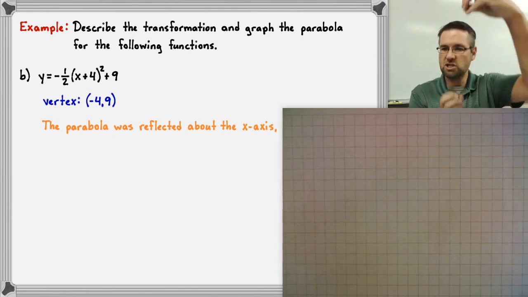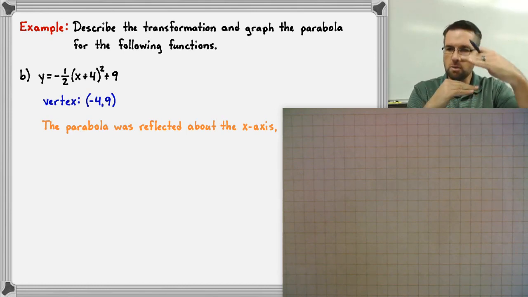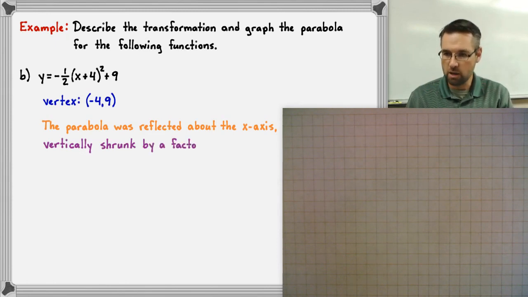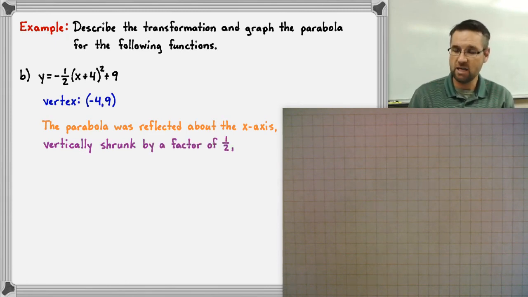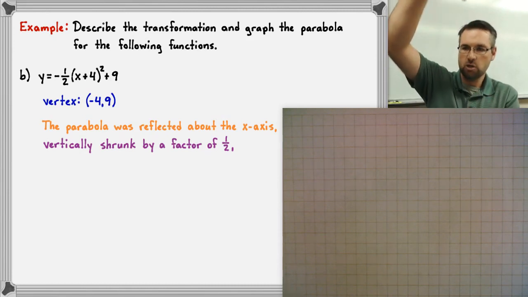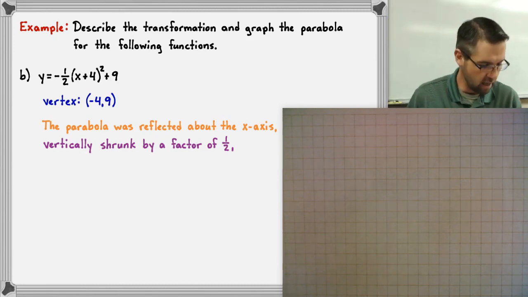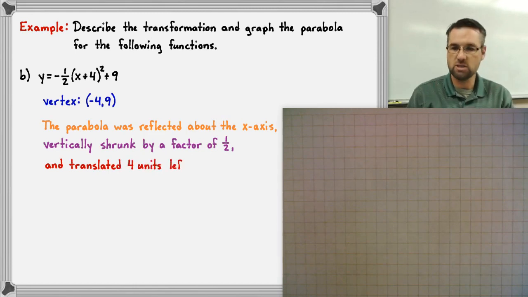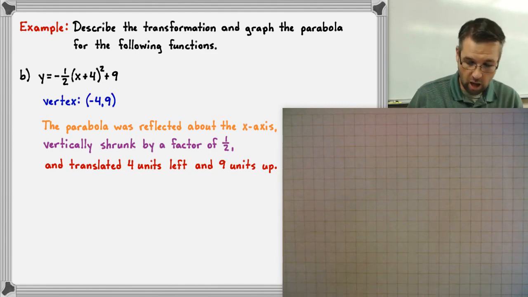But instead of stretching it out, we're actually compressing it because the A value is less than 1. So we would say that the parabola is being vertically shrunk by a factor of 1/2. Whereas if A is greater than 1, it's vertically stretched. So stretching, shrinking, stretching, shrinking. And you'll see that in the parabola when we go to graph it. It's vertically shrunk by a factor of 1/2, and we'd also say it's translated 4 units to the left and 9 units up. Okay, so there is our description of our parabola.